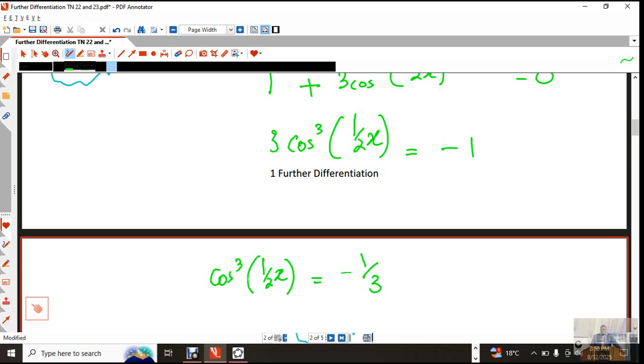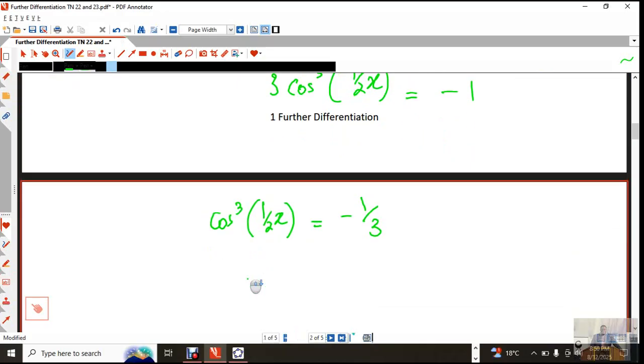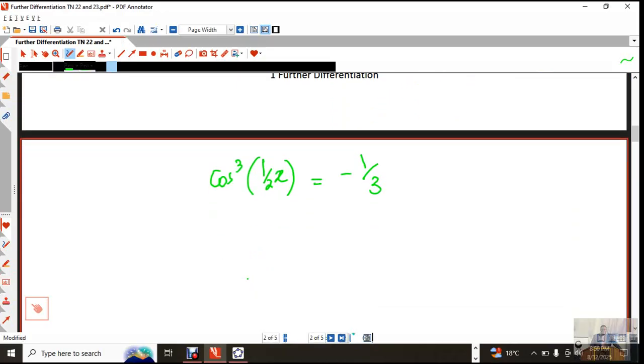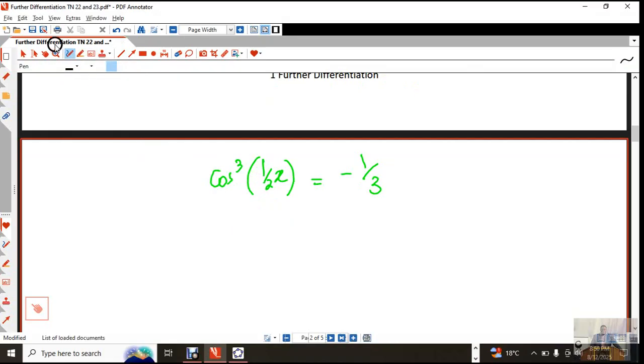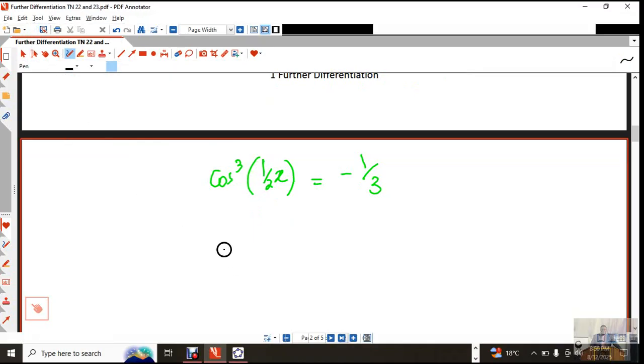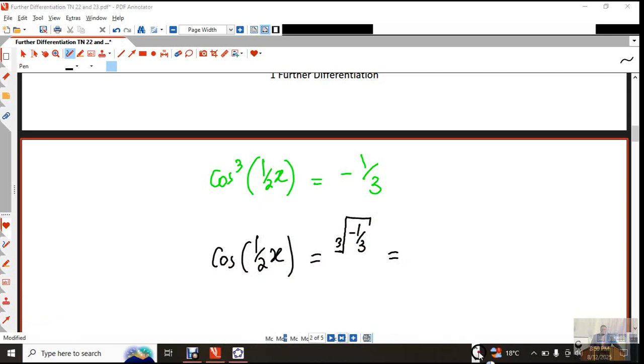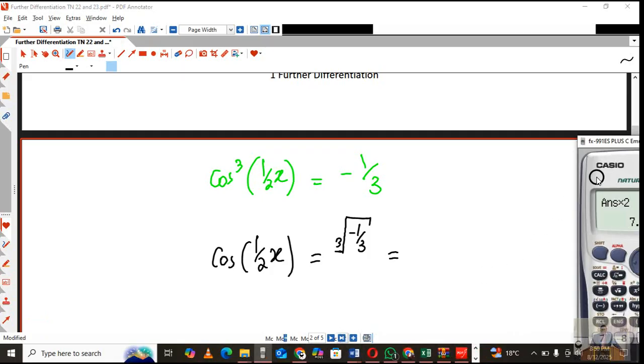And we need to get rid of that cube. And the inverse of cube is the cube root. So we're going to take effectively the cube root of both sides. So I'm just going to say, let's go ahead and save, because I can already foresee problems. So this will be cos of a half of x is equal to the cube root of negative a third.